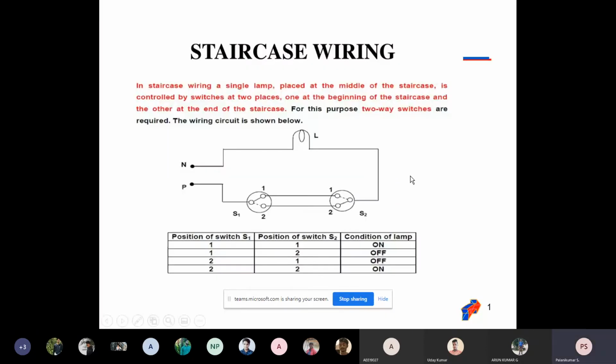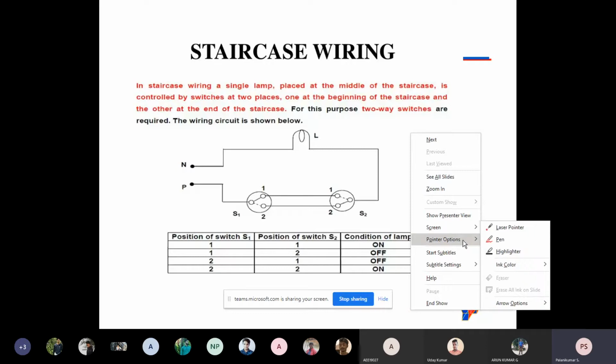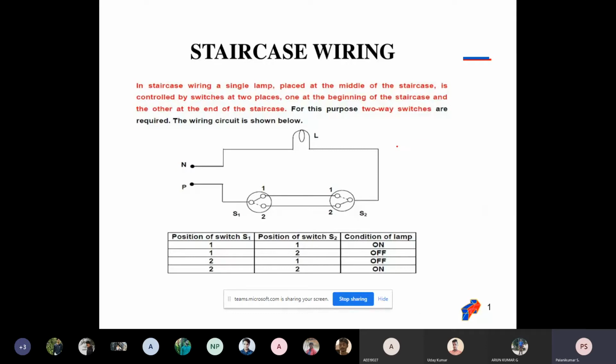Likewise, if a person wants to enter from this direction, assume that this is the first floor and this is the ground floor. A person wants to go from the first floor to the ground floor. This is a staircase area where a lamp is situated, placed in the middle of the staircase, as mentioned here. He will reach here on the first floor. This is the ground floor.